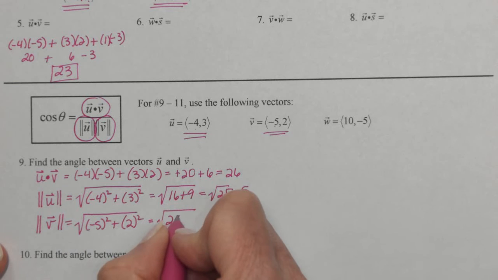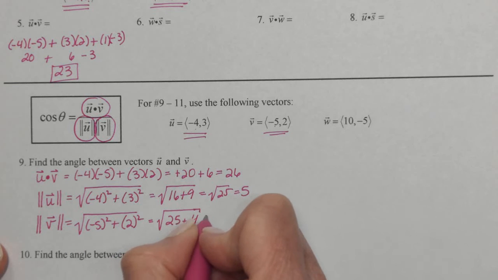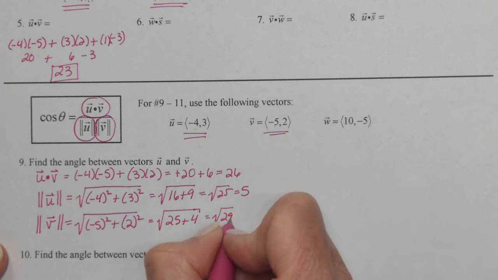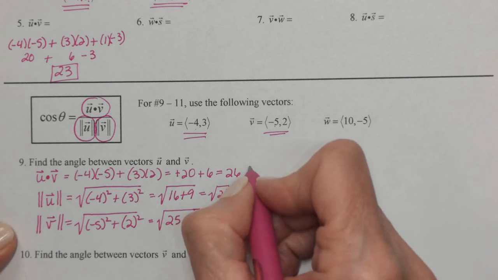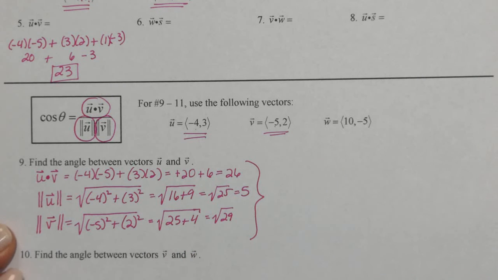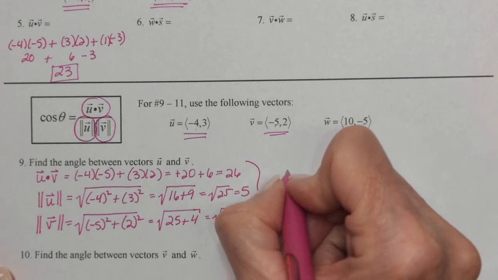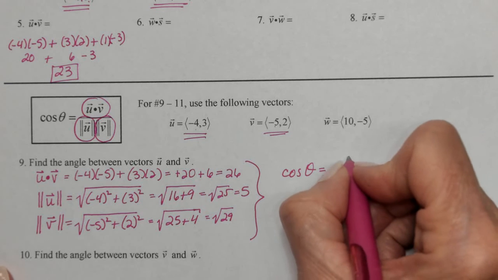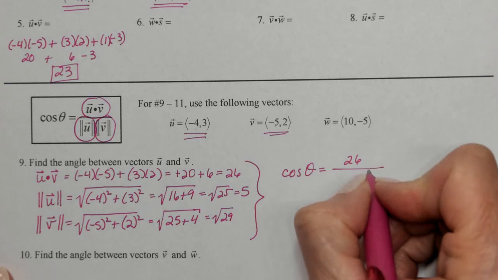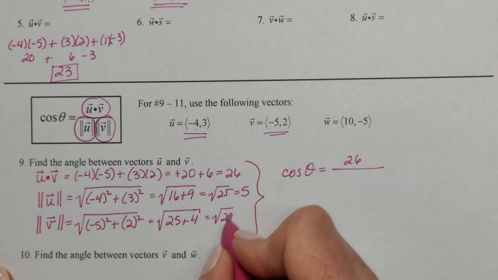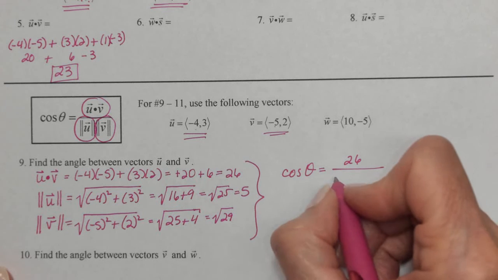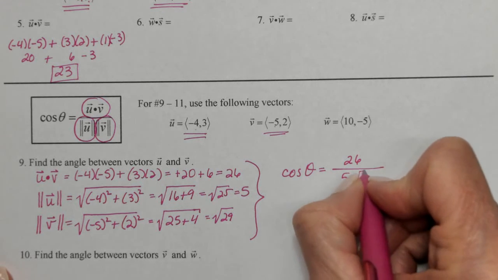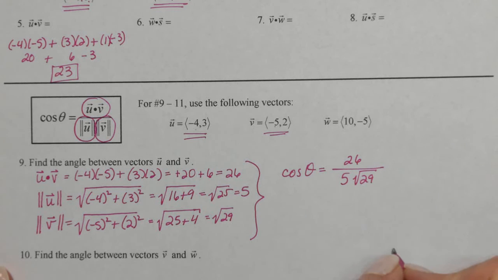That is the square root of 25 plus 4, which is the square root of 29. Okay. Now we're going to take all three of these pieces and use our formula. So now we have cosine of theta is equal to the dot product divided by the product of the magnitudes. So 5 times the square root of 29.